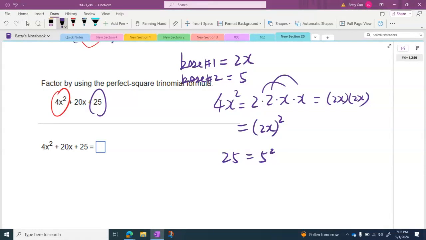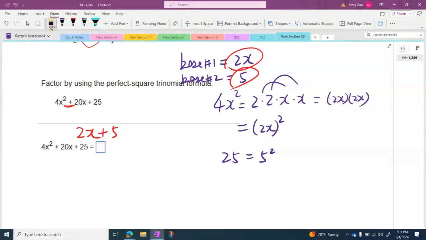So your answer is going to be, knowing the middle term is positive, the first base plus the second base. The reason it is plus is because you have a positive sign here. And then to the power 2.